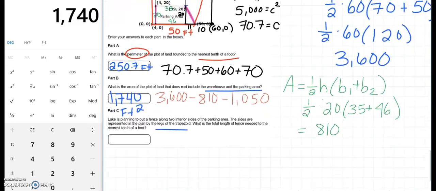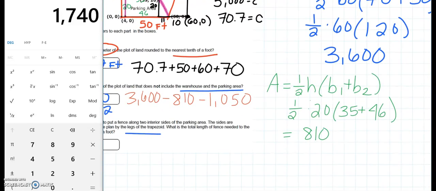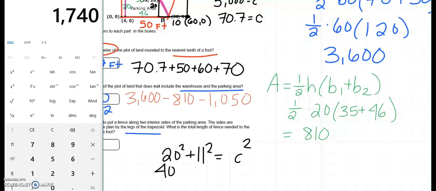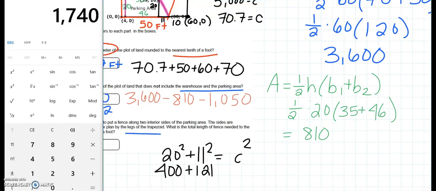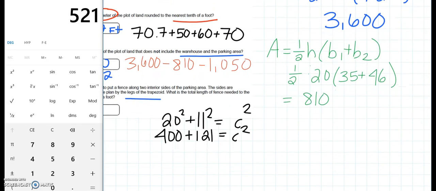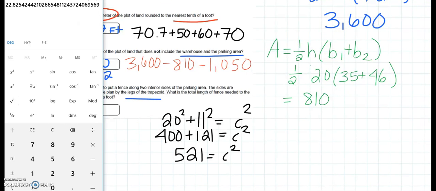Let me go ahead and give myself some room. All right, so 20 squared plus 11 squared equals c squared. So it's 400 plus 121 equals c squared. Add those together. 400 plus 121 equals 521. 521 is c squared. I'm going to just get c by taking the square root. So now I have 22.8254 as the length of one leg.